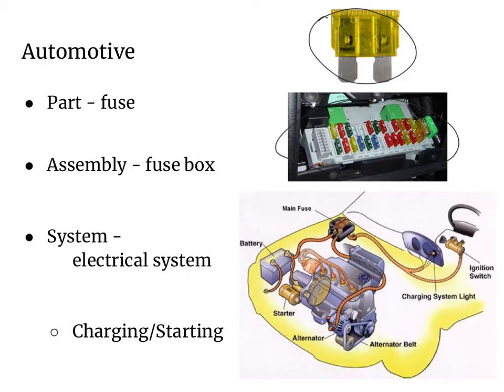In this example, we have an electrical system. So all the parts and assemblies work together to make the system work to do something in the car. In this sense, the electrical system is used for charging and starting the car. Sometimes a technician will need to replace a part or an assembly to get the vehicle working properly. In the diagram, you can see some of the parts of the car's electrical system.